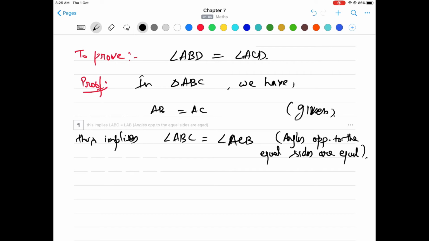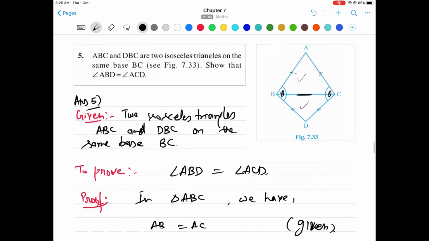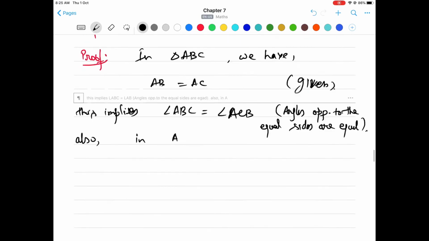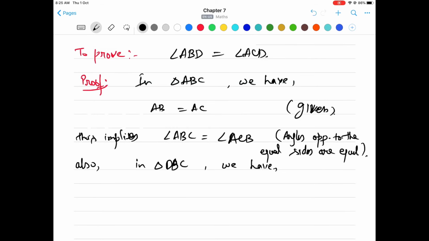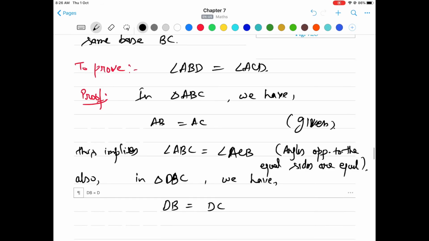We'll write also in triangle DBC. In triangle DBC we have side DB is equal to DC. Okay, this is given.